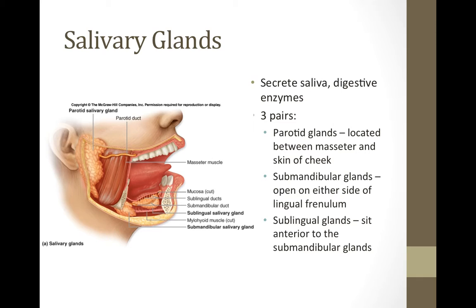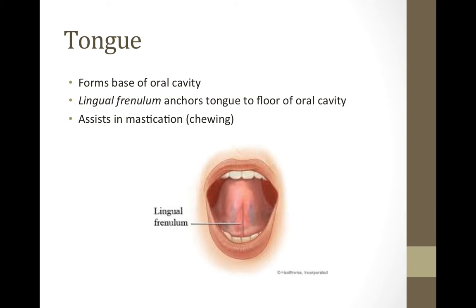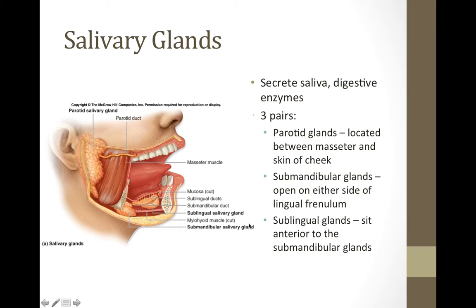Your parotid gland is actually located between the masseter and the skin of your cheek, so that as you chew, basically that masseter muscle is pressing that parotid gland and pushing saliva out into your mouth. You have submandibular glands that open up onto either side of that lingual frenulum. Okay, so here's a picture of that lingual frenulum. So your submandibular glands are going to release saliva just right on either side of that lingual frenulum.